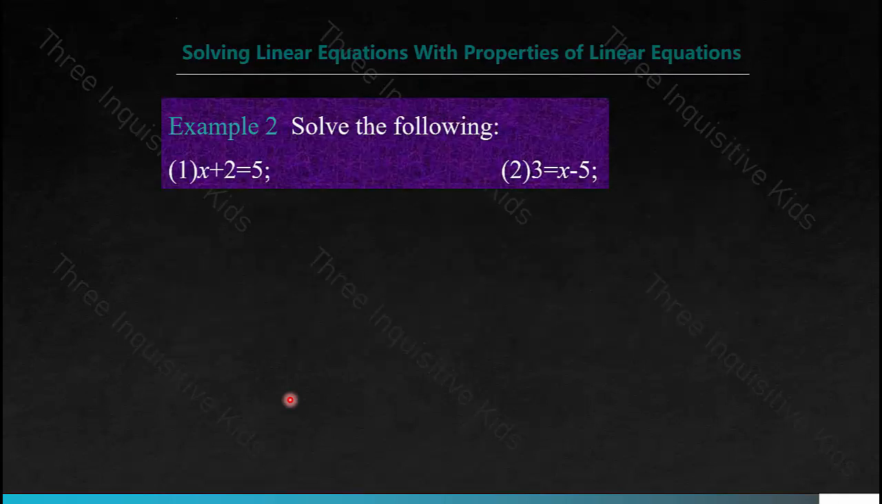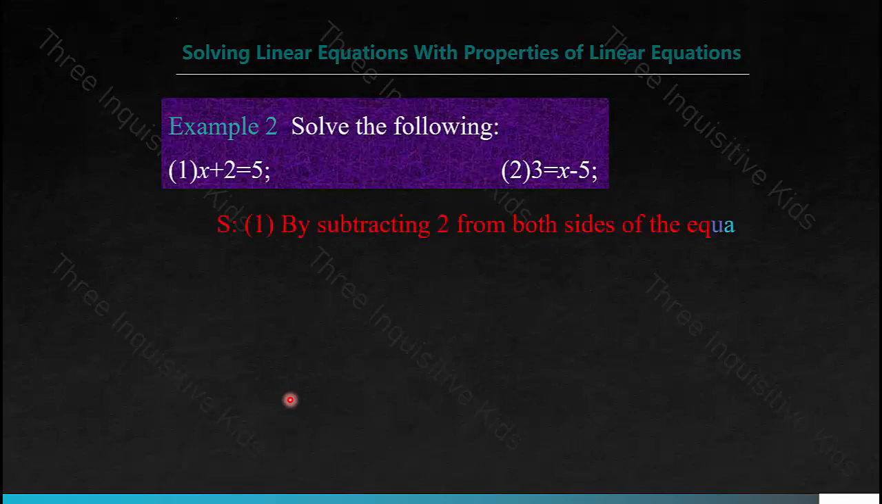Solving linear equations with the properties of linear equations. Example 2. Solve the following two equations. The first one is x plus 2 is equal to 5, and the second one is 3 is equal to x minus 5. I'm pretty sure that you can solve this problem if you have been paying attention to all the things we have talked about in the lesson. So pause the video by yourself and try to solve this.